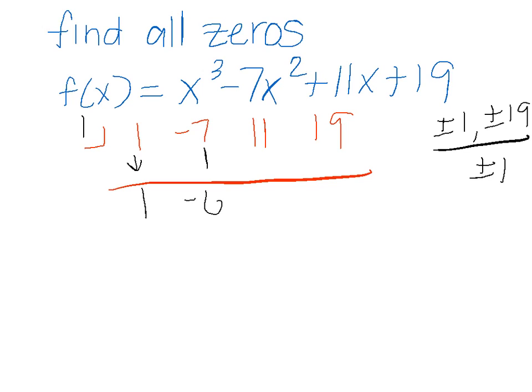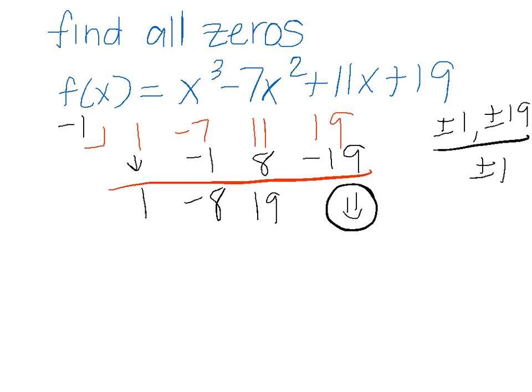So as I'm working through this, just a reminder that I know that something is going to work if I end up getting 0 as my remainder. Okay, and as I'm working through this, it does not look like I'm getting 0. So what I'm going to do, I'm going to try negative 1. So I get negative 8, which is 8. 19. 19 times negative 1 is negative 19. I got 0, so it worked. So right away, I know that one of my answers is negative 1.